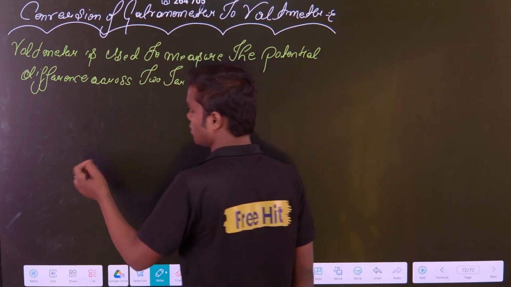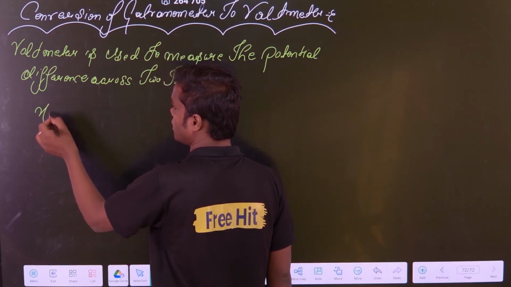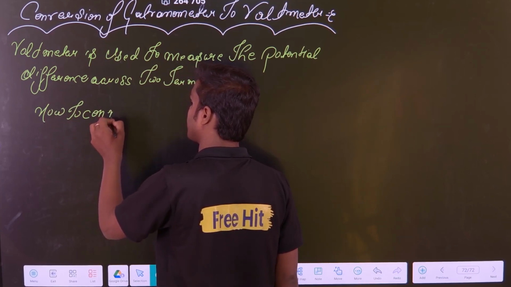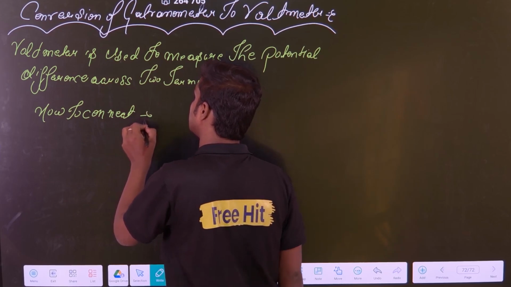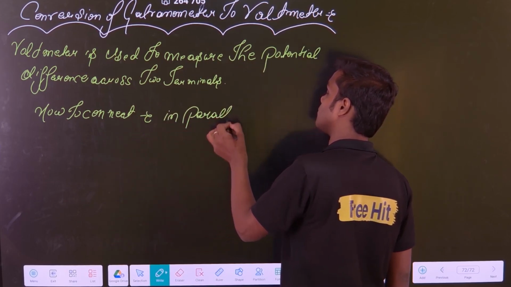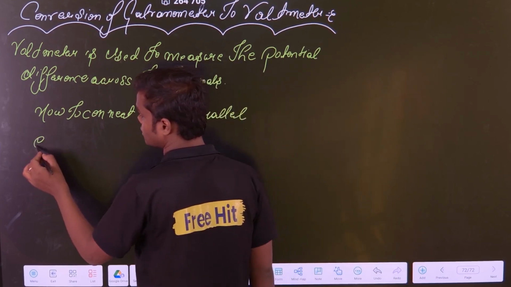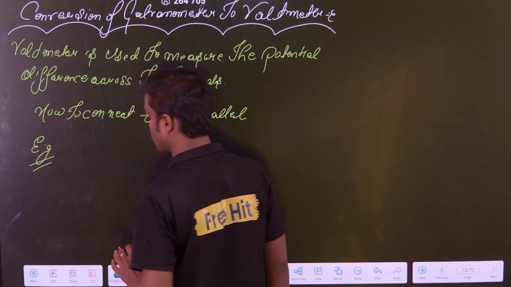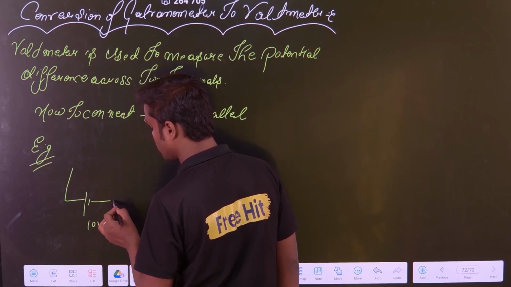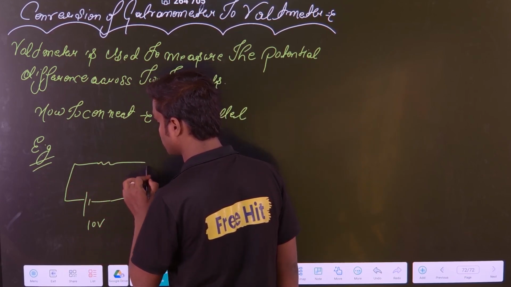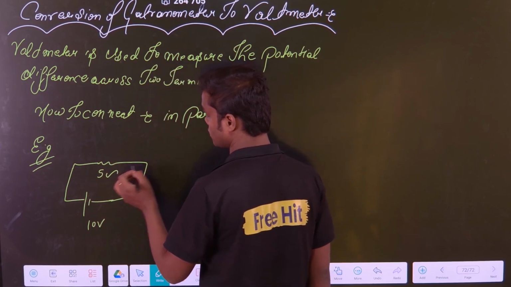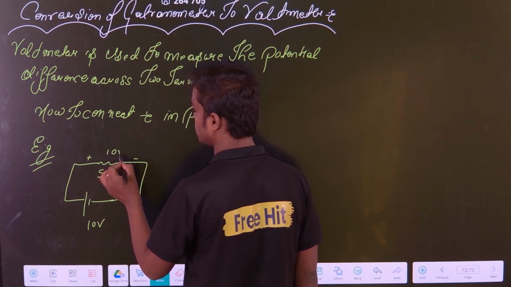So let us see how to connect it. We connect it in parallel. The connection is made in parallel. Let us take one example and try to understand the things in a better way. Suppose 10 volt of power supply is there, and a 5 ohm resistor. If I ask you what is the voltage across this, you will say, sir, the voltage is 10 volt.